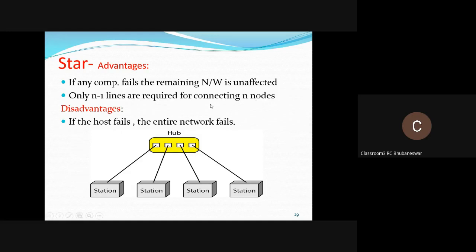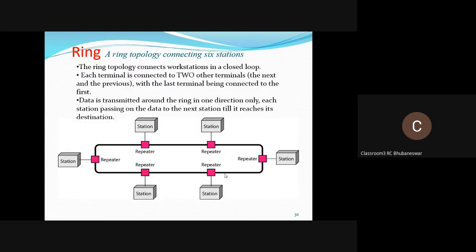But the disadvantage is that if there is a problem in this hub, if the central device is malfunctioning, I will not be able to access the internet. So this is the disadvantage of the star topology. This is the ring. The ring topology looks like this. There is a backbone cabling, and all the stations are connected using some repeater.